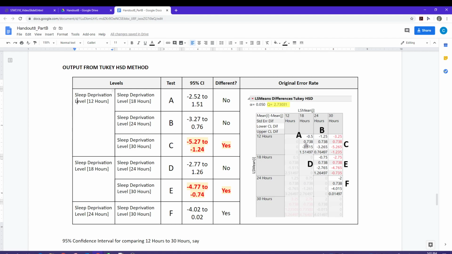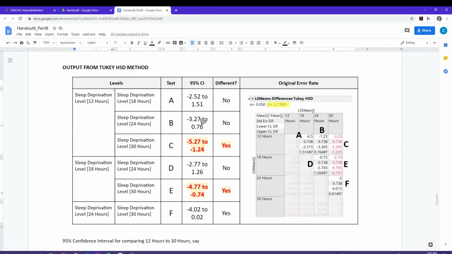And what we're getting in here is the 95% confidence intervals. So the standard output here are the 95% confidence intervals. So negative 2.5 up to 1.51. If these confidence intervals catch 0, then they're not statistically different from one another. So if I take the mean for 12 hours and subtract the mean for 18 hours, and I get 0, that means those two means are equal to one another. So this interval here for test A actually captures 0.